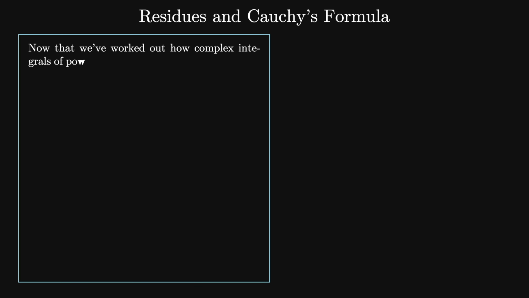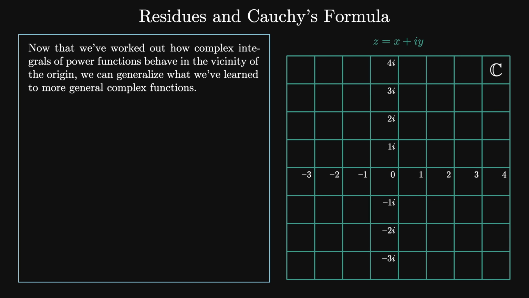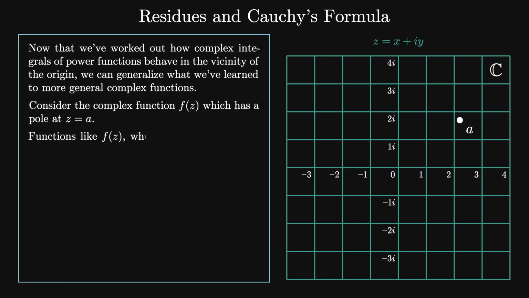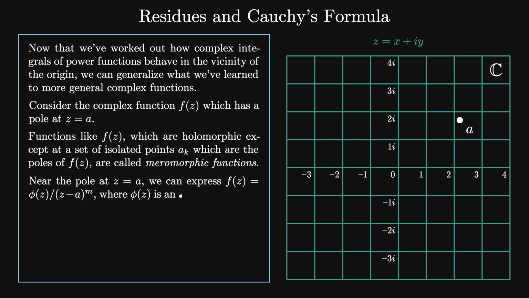Now that we've worked out how complex integrals of power functions behave in the vicinity of the origin, we can generalize what we've learned to more general complex functions. Consider the function f(z), which has a pole at z equals a. Functions like f(z), which are holomorphic except at a set of isolated points a_k, which are poles of f(z), are called meromorphic functions. Near the pole at z equals a, we can express f(z) as phi(z) divided by (z minus a)^m, where phi(z) is an analytic function and m is a positive integer that is the order of the pole.